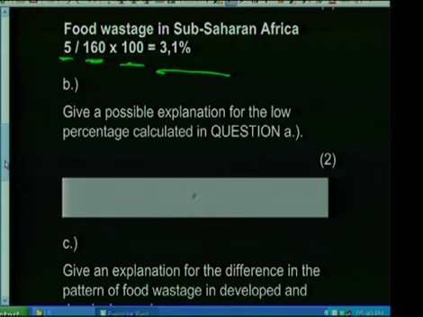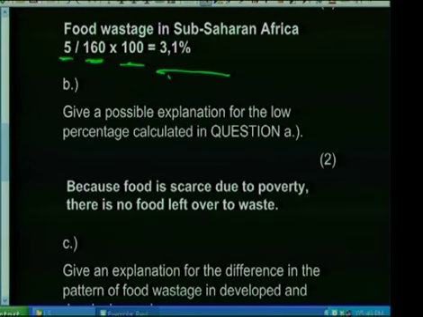Give a possible explanation for the low percentage calculated in A. Why is that so? Because food is scarce in sub-Saharan Africa because of poverty. There is no food left over to waste. And people that waste the food, or rather before they waste it, their leftovers, they would probably give it to other people. And even if they throw it in a bin, some people may go into the bin and take that food because of poverty and eat it up. In a richer country, you're not going to get people looking in the bins. You're not going to find a beggar to give it to. You're not going to get a poorer person to give it to. So it becomes more complicated.